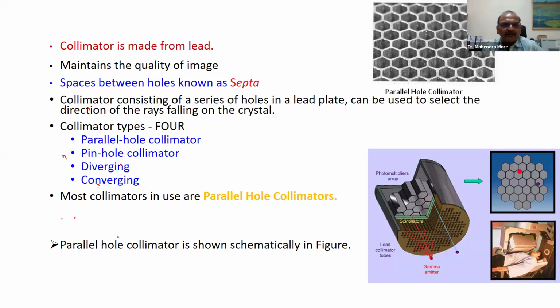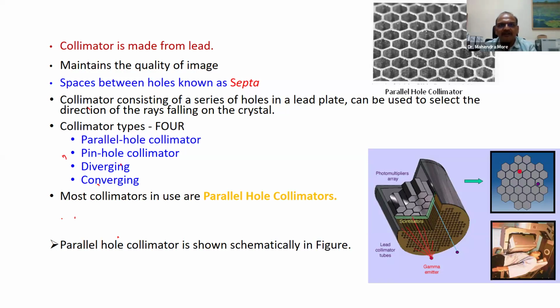So collimators are of four types: the parallel hole collimator, pinhole collimator, diverging collimator, and converging collimator. Like in our MLC multi-leaf collimator, we have a single plane, and they are making the shape of the target. But this way, there are different collimators available, and as per the energy, we also have different collimators to be used for the gamma camera.